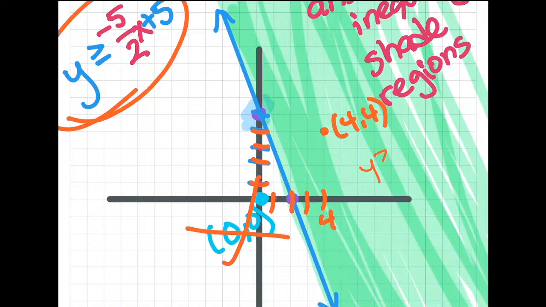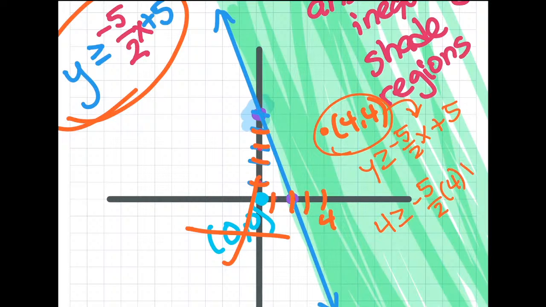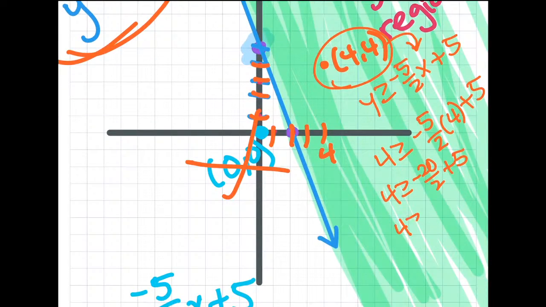Let's do y is greater than or equal to negative 5 halves x plus 5. And we're going to take 4, 4 and put it in there. Let's do 4 is greater than or equal to negative 5 halves times 4 plus 5. Therefore, 4 is greater than or equal to negative 20 over 2 plus 5. Thus, 4 is greater than or equal to negative 10 plus 5. Therefore, 4 is greater than or equal to negative 5.